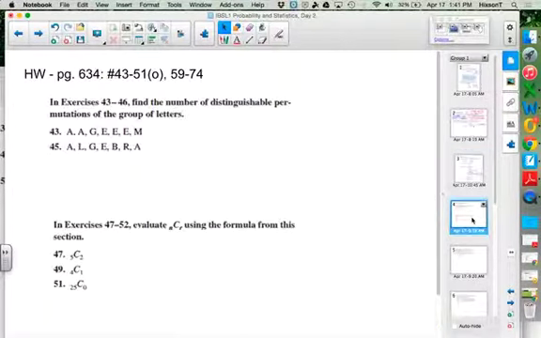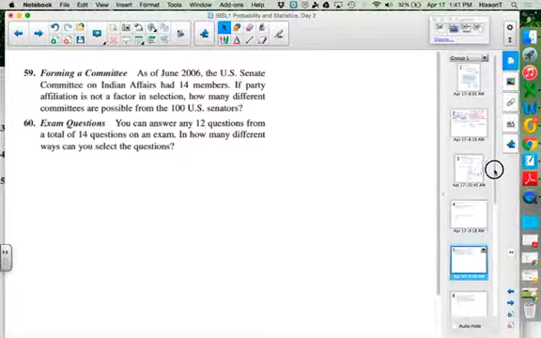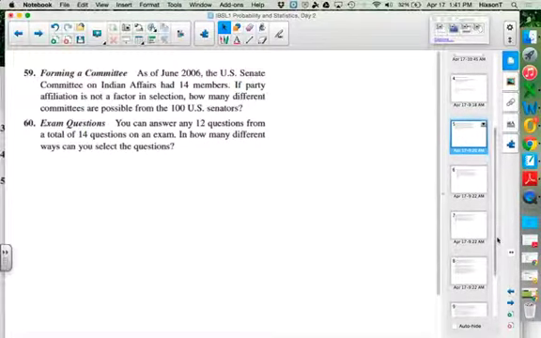Now, I gave you a number of problems to try. 43 to 51 are somewhat basic. There's not a whole lot that you have to think about in terms of the situation, although here we do have repeated letters. When you get down to 59 through 74, you need to look at the situation and ask yourself, does order matter? Should I use a permutation or a combination?